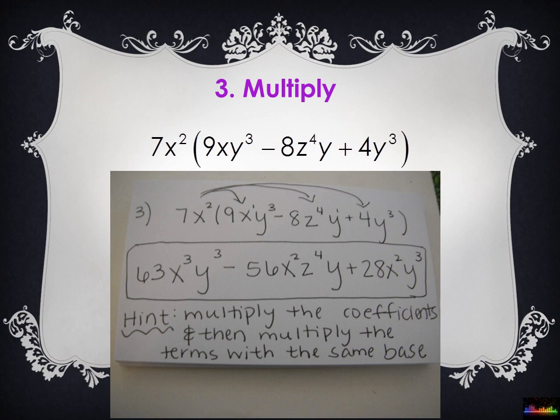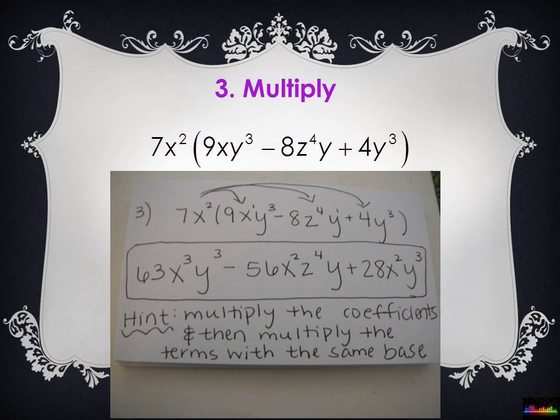When you do 7x squared times 9x y cubed, you will first multiply the coefficients, so 7 times 9 is 63. Then you have x squared and x. Those two things have the same base. When you multiply things with the same base, you add the exponents. So you get x to the third. And then we still have y to the third. We have nothing else with that same base, so we just rewrite it in our answer.